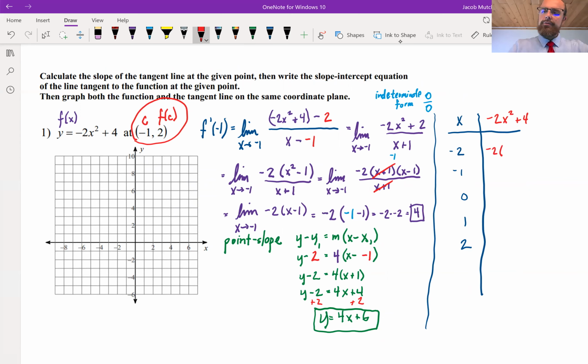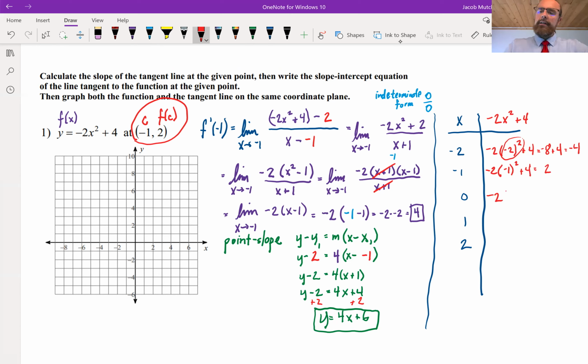So it's negative 2 times negative 2 in parentheses squared plus 4. So negative 2 times negative 2, that squared part becomes positive 4 times negative 2 is negative 8 plus 4, which is negative 4. Okay, we keep going. Negative 2 times, in parentheses, negative 1 squared plus 4. Negative 1 squared is negative 1 times negative 1 is positive 1 times negative 2 is negative 2 plus 4 is 2.